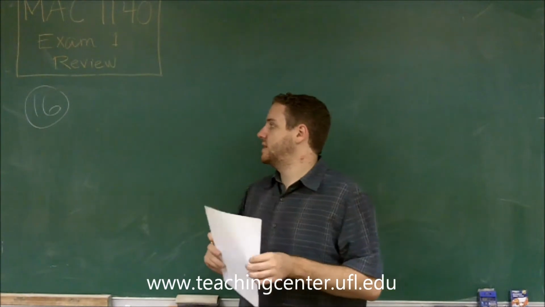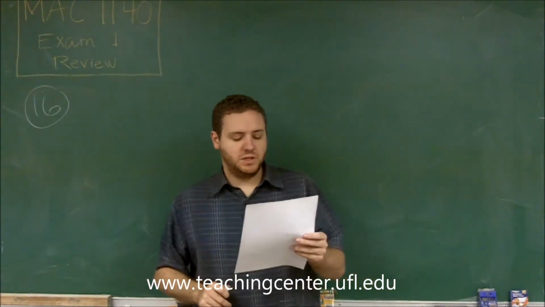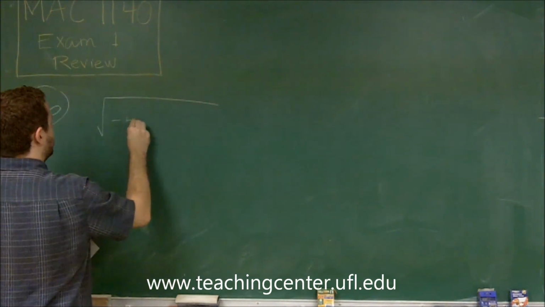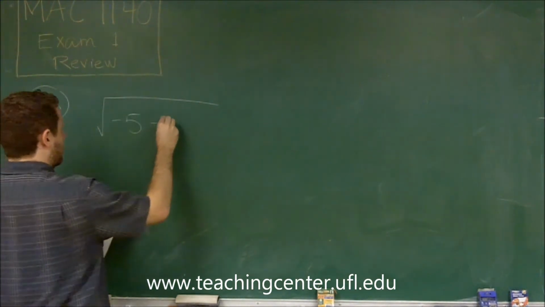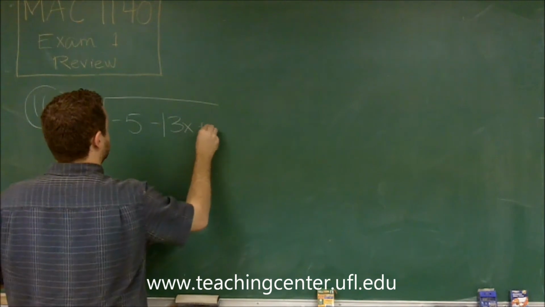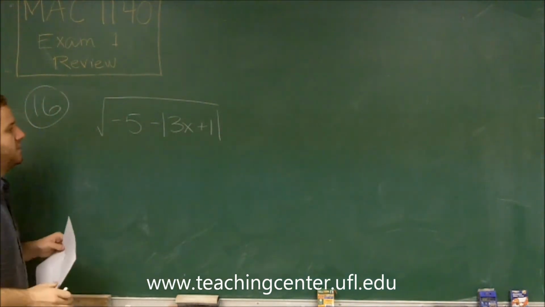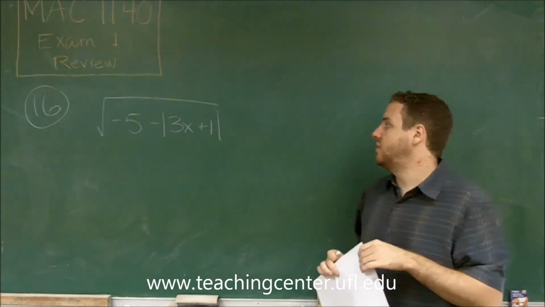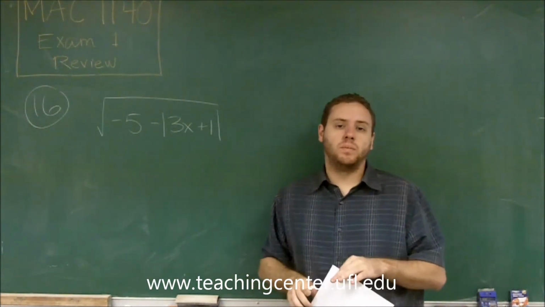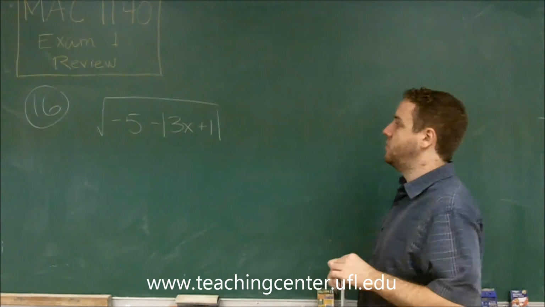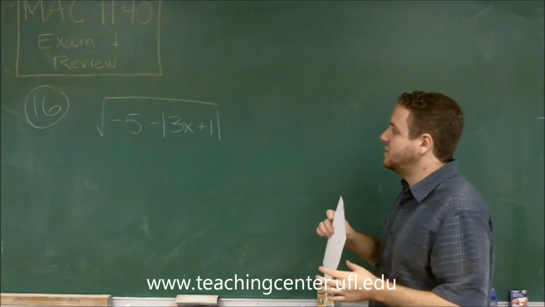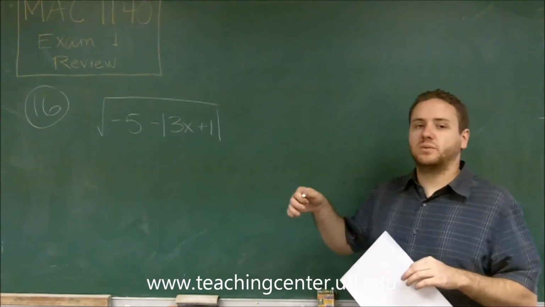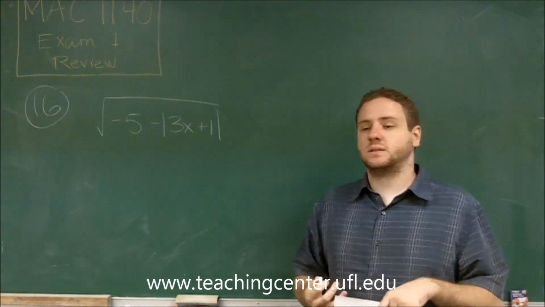In number 16, we're just asked to find the domain of an expression. And our expression here is the square root of negative 5 minus absolute value of 3x plus 1. So remember that when you have something like a square root, you can't have anything negative inside it, or that won't be in your domain. So what you would normally do in a situation like this is take everything inside the root and just say that has to be greater than or equal to 0 and try to solve for x.